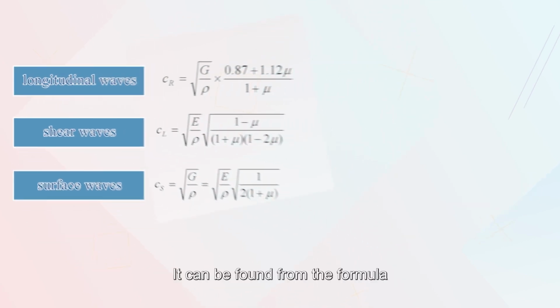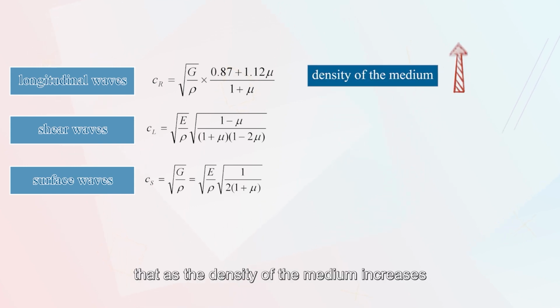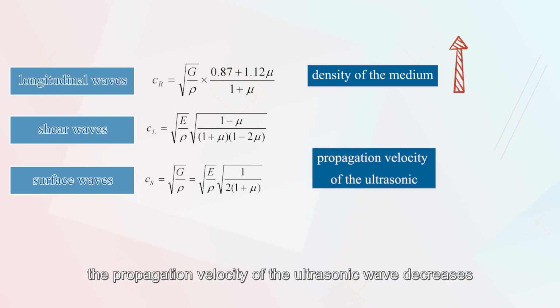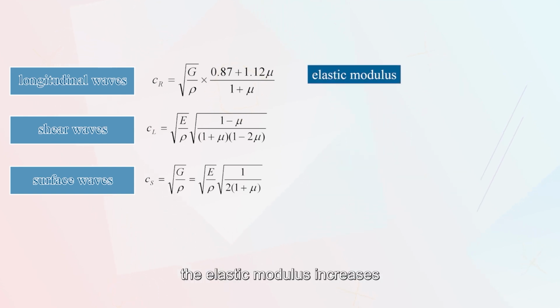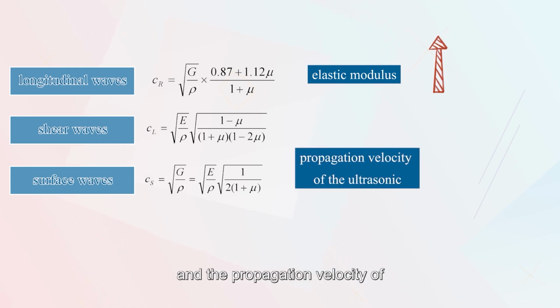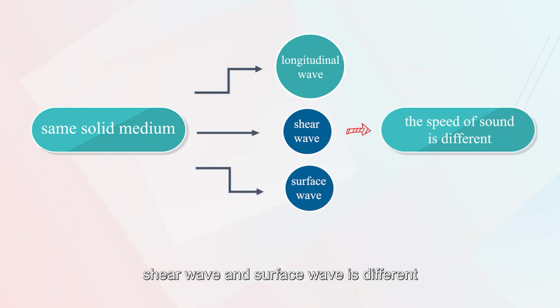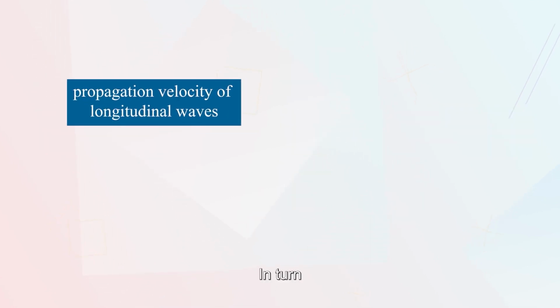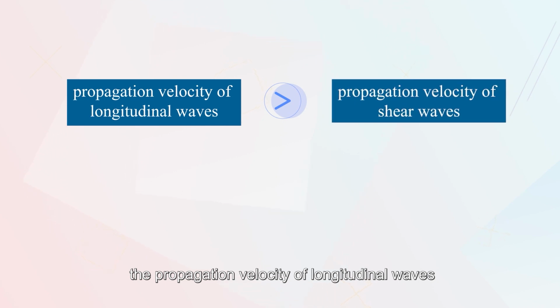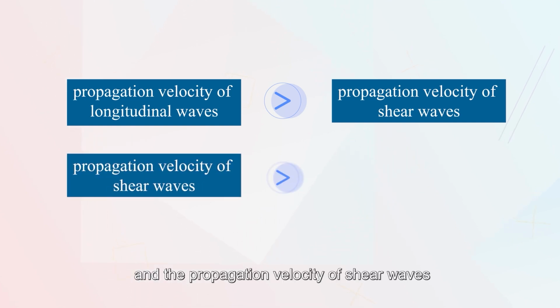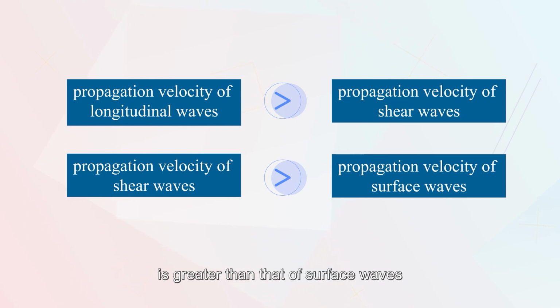It can be found from the formula that as the density of the medium increases, the propagation velocity of the ultrasonic wave decreases. As the elastic modulus increases, the propagation velocity of the ultrasonic wave increases. In the same solid medium, the speeds of the longitudinal wave, shear wave, and surface wave are different. In turn, the propagation velocity of the longitudinal wave is greater than that of the shear wave, and the propagation velocity of the shear wave is greater than that of the surface wave.